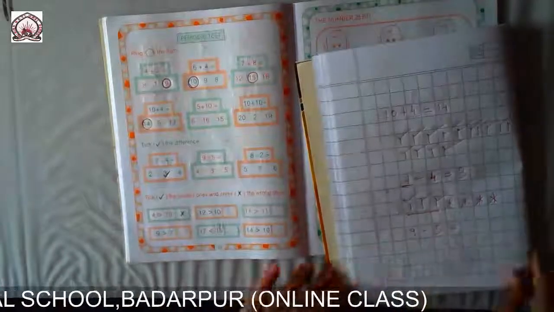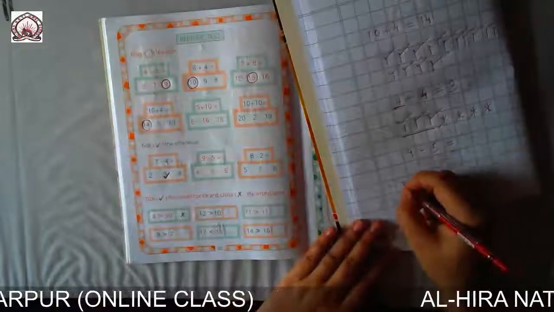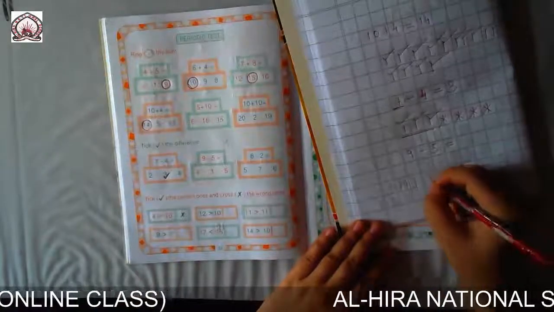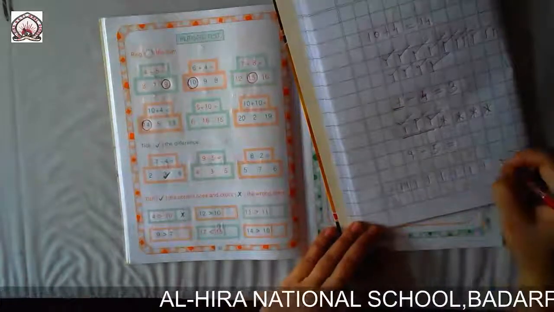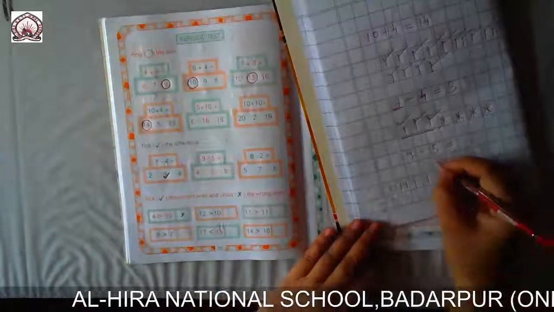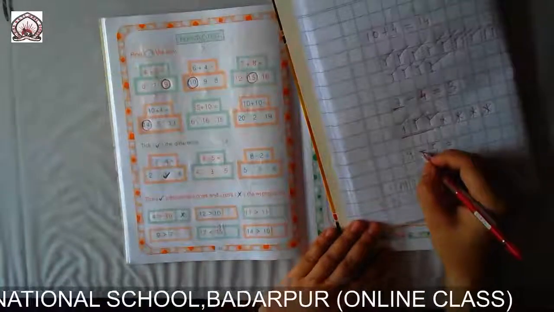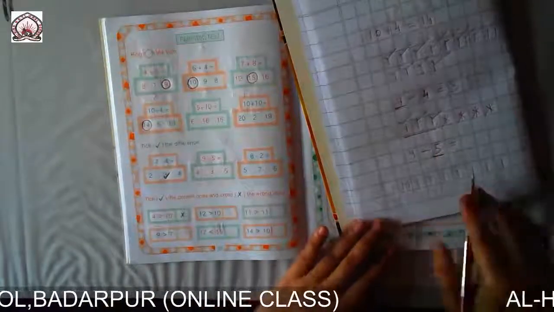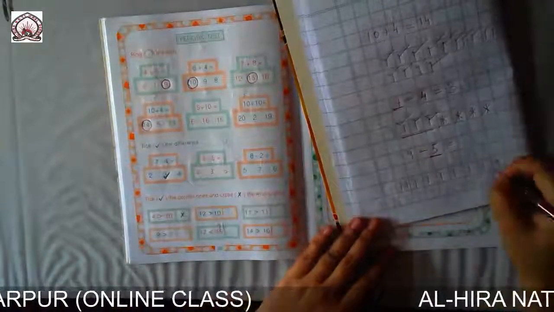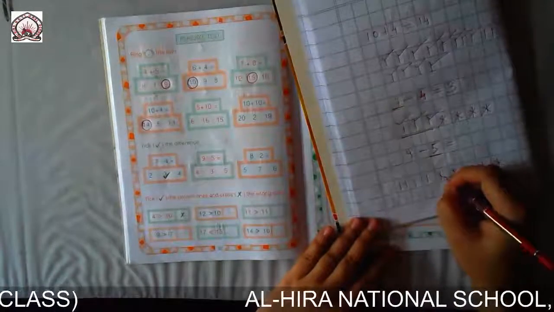9 minus 5, how much do you get? First put 9 lines. Okay. So 1, 2, 3, 4, 5, 6, 7, 8, 9. Okay. The second number is 5. So since it is minus, since it is a subtraction, you have to reduce it. You have to cut. Okay. So you have to remove 1, 2, 3, 4, 5.